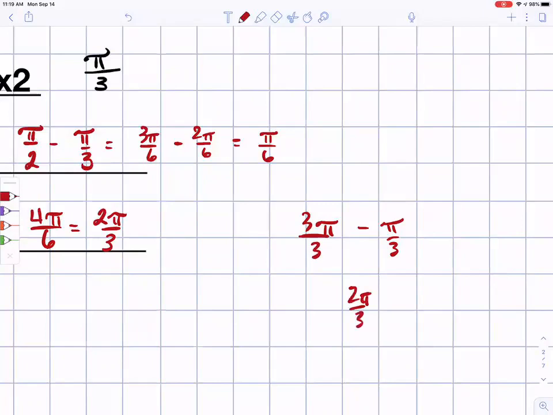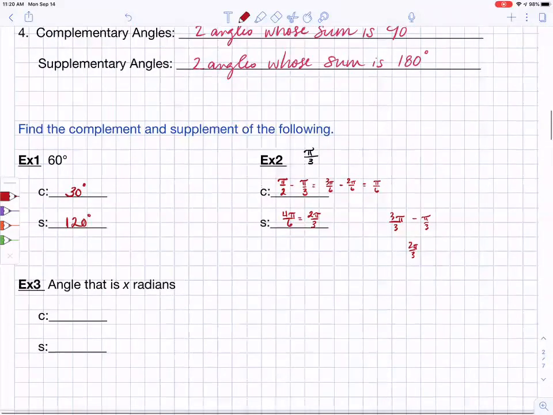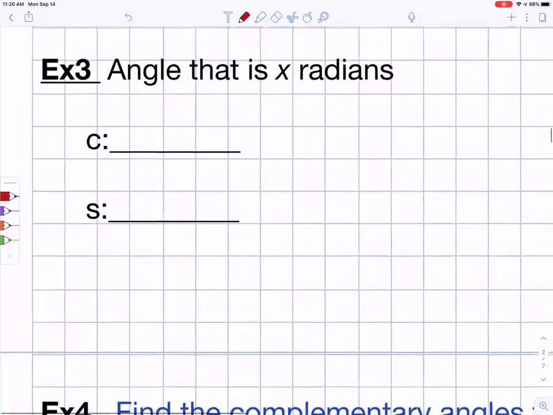Same thing, okay? I don't really care which method you're more comfortable with. If you're more comfortable with adding and subtracting fractions, that's fine. If you're more comfortable with the picture, that's fine. Okay, it doesn't matter to me as long as you can explain what you're doing. All right, one more example.